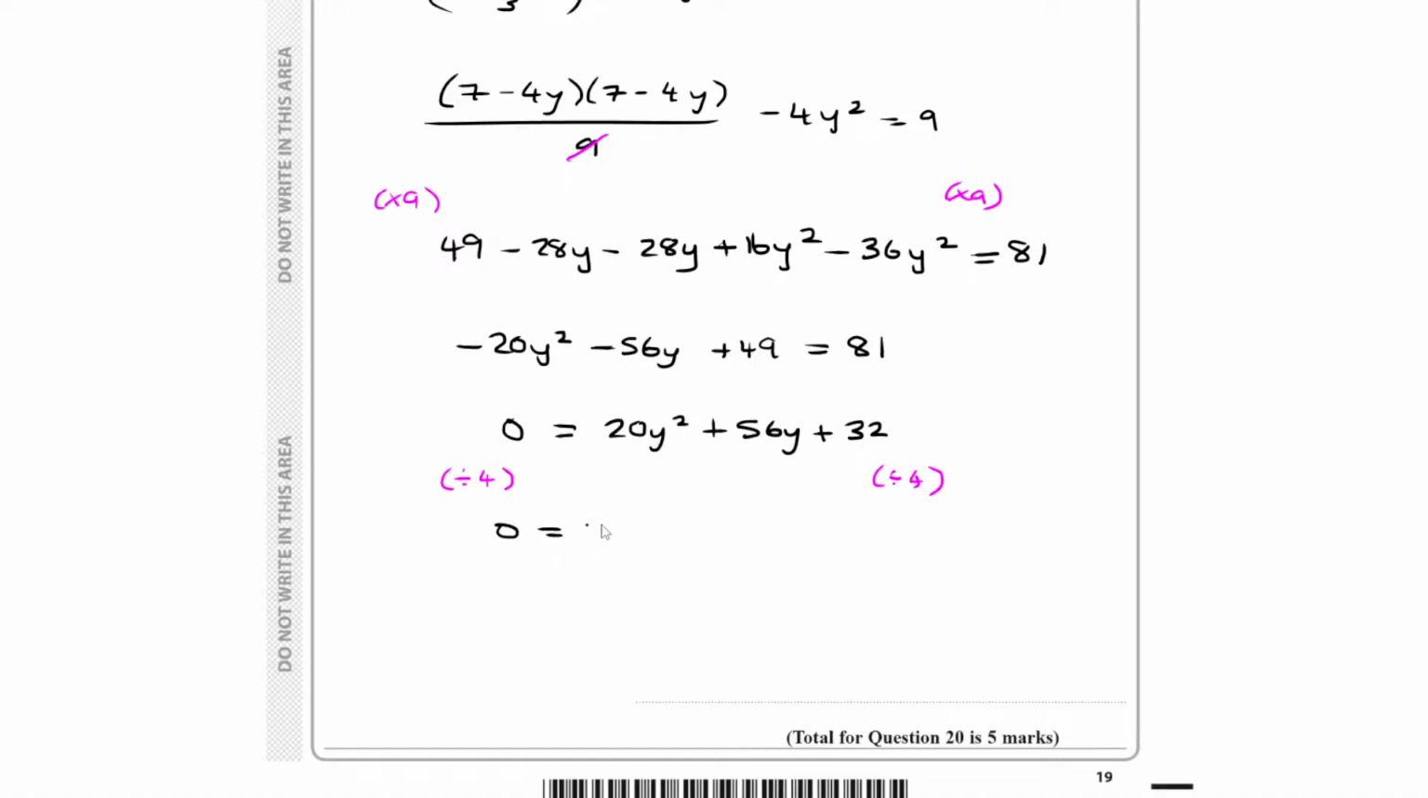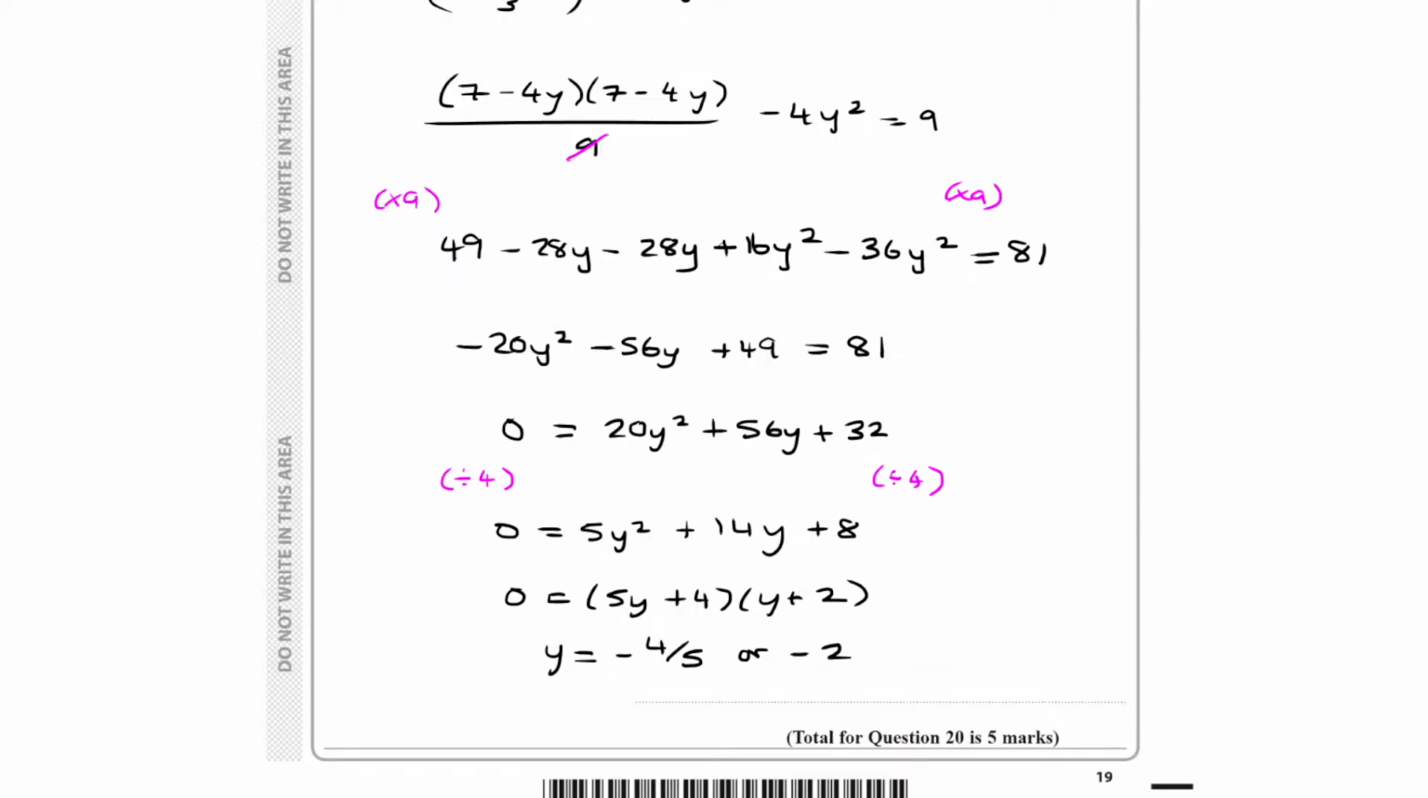So I've got 0 is 5y squared plus 14y plus 8. And that's a lot easier to factorize. But as I said, you can just chuck it into the quadratic formula if you like. That's up to you. But if you factorize it, you get 5y plus 4 and then y plus 2. It's all positive, so it was fairly easy to factorize. And obviously solving that, you get y is negative 4 over 5, or negative 4/5, or negative 0.8, or negative 2. Now that's the hardest bit, isn't it? All of that is the hardest bit.